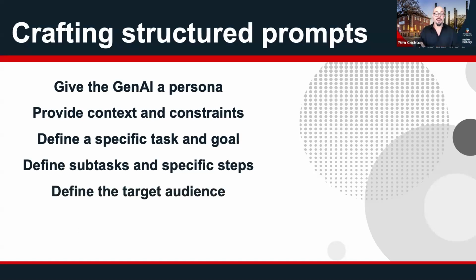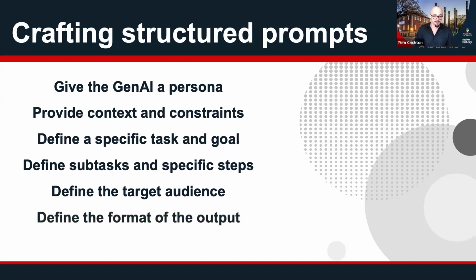It can be useful to define the target audience. So who will actually be reading or using the output that you create? That can also help narrow down what kind of output the AI will generate. Defining the format of the output will also be useful. So if you want bolded headings with dot points underneath those bolded headings, tell it that. What is the format and the actual form of the output that you want?